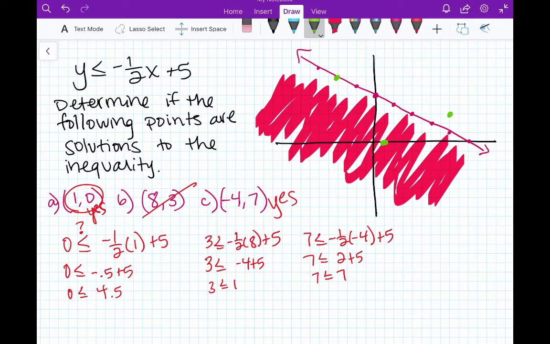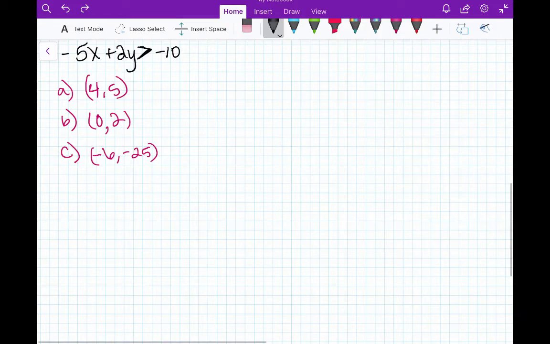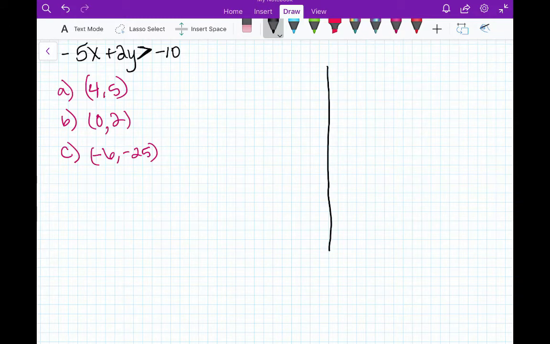So there are a couple different ways you can check if a point is a solution. You can plug it in, or you can look at a graph and see what it looks like there. Let's look at a second example: negative 5x plus 2y is greater than negative 10. For this one, we're going to graph it first and look at where the points lie, and then we will figure out if they're solutions or not.